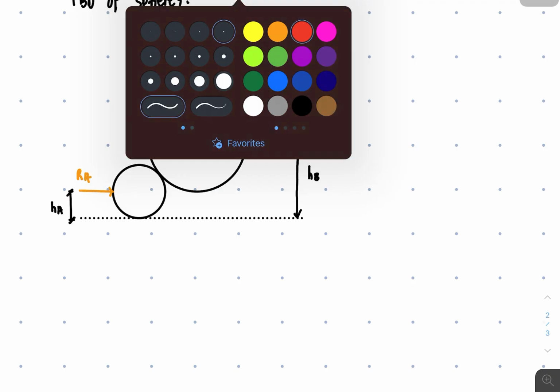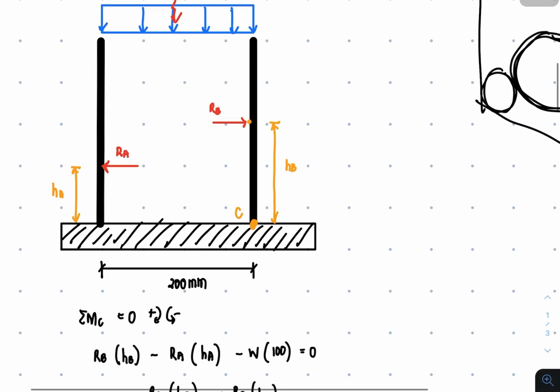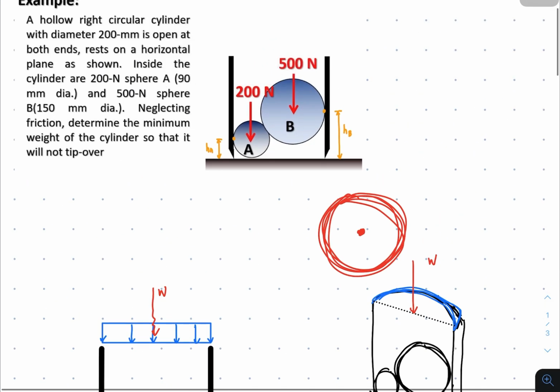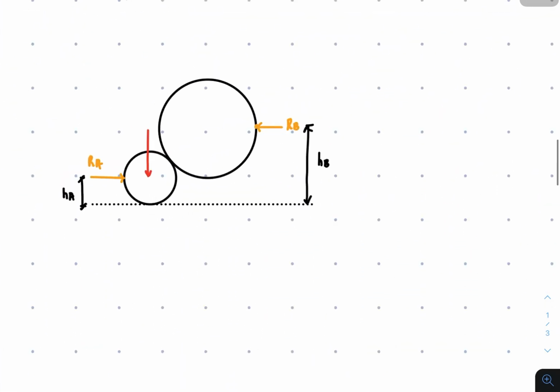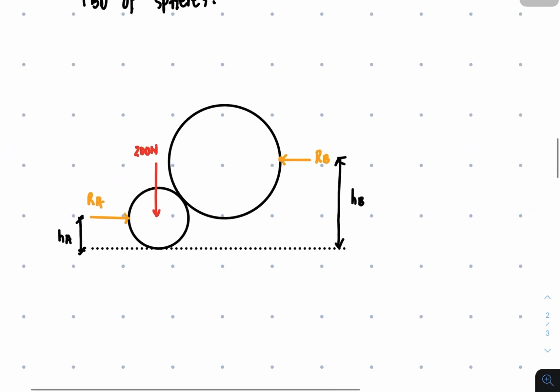Then this sphere has a weight. This is the weight, 200 newtons, while the other one is 500. So this is 200 newtons, and this is 500 newtons.